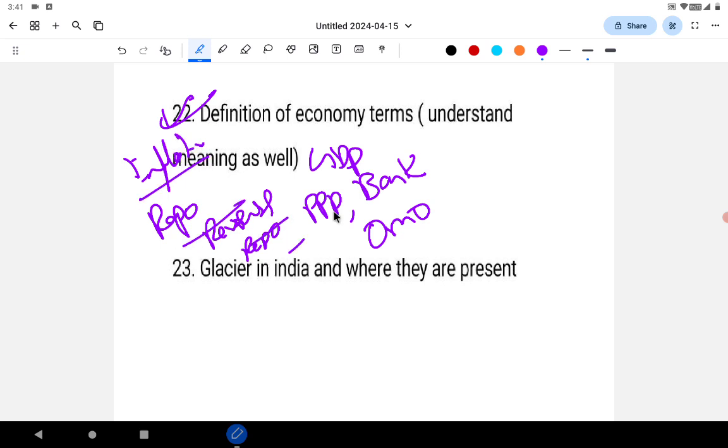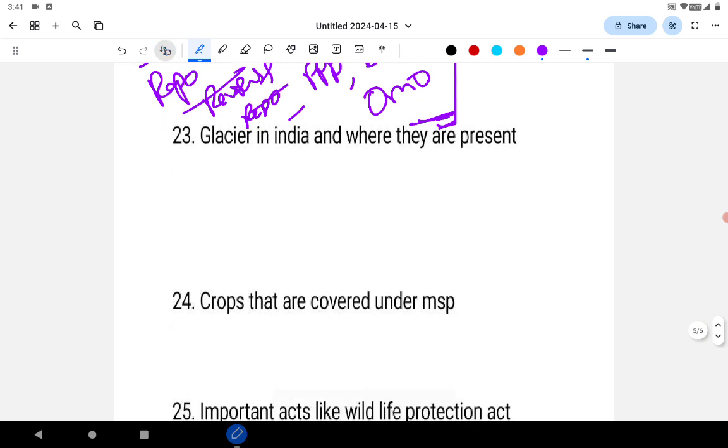Please know the difference between all these important words. Please know them. Economy is not about studying in depth, just knowing the definition of the key words, just knowing the basic concepts. Please know this concept and clearly know the difference. What is operation twist, etc. Please know them.